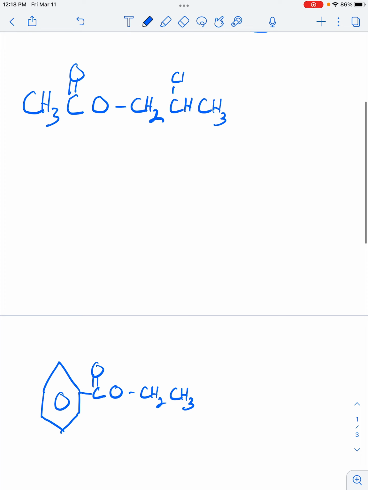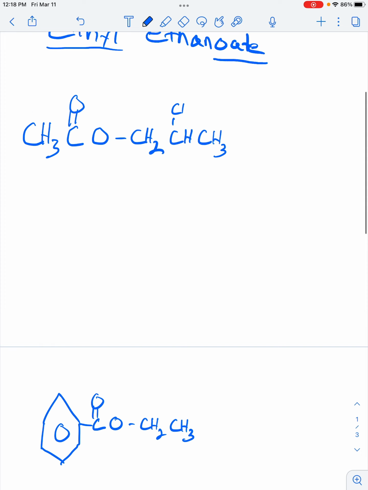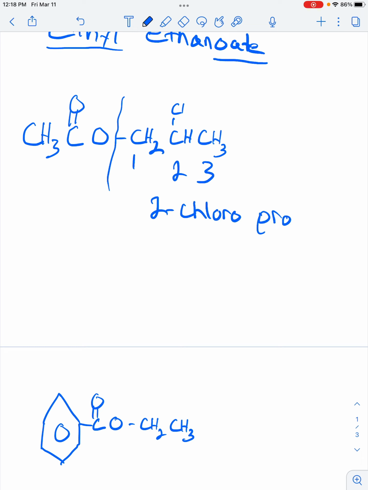What if you have this? And what I like to do as well is put a little line through it. That way I can just focus on one segment of the naming at one time. And you're going to start numbering from the carbon that's closest to the carbonyl group or closest to the oxygen. So in this situation, it'd be 1, 2, 3. So this would be 2-chloropropane. And this should be one word.